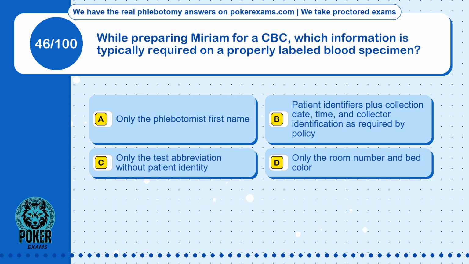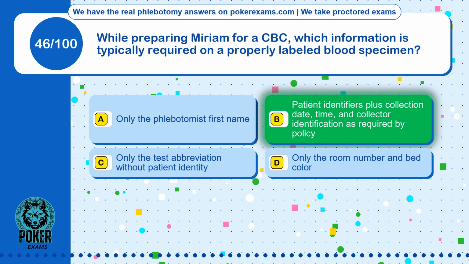Question 46. While preparing Miriam for a CBC, which information is typically required on a properly labeled blood specimen? Option A. Only the phlebotomist first name. Option B. Patient identifiers plus collection date, time, and collector identification as required by policy. Option C. Only the test abbreviation without patient identity. Option D. Only the room number and bed color.